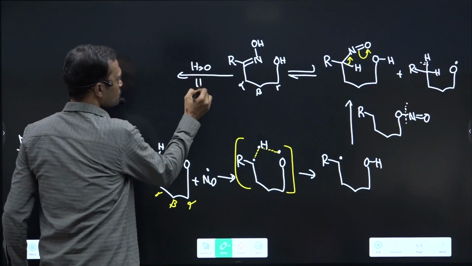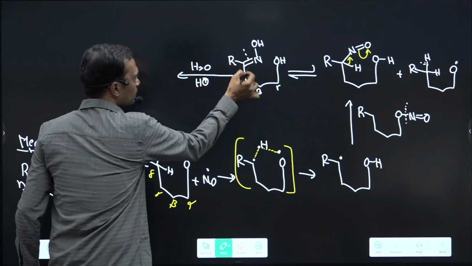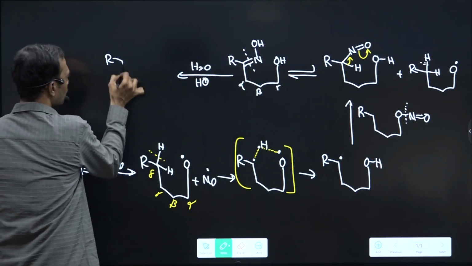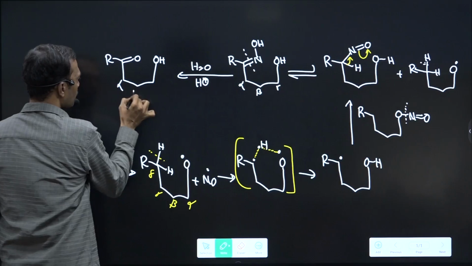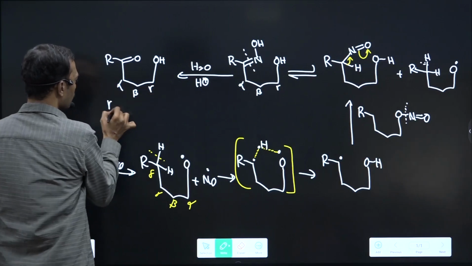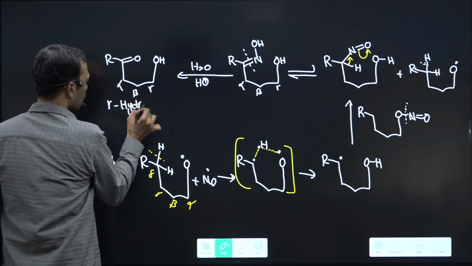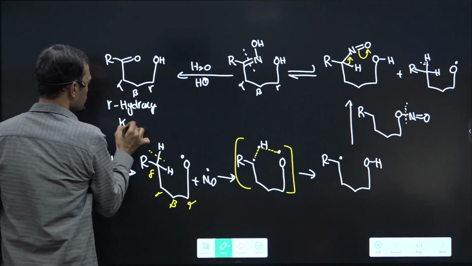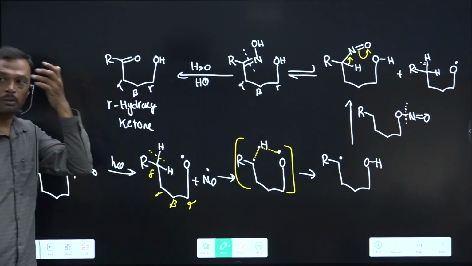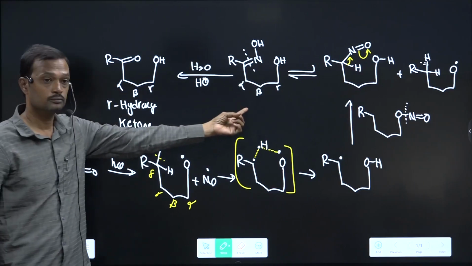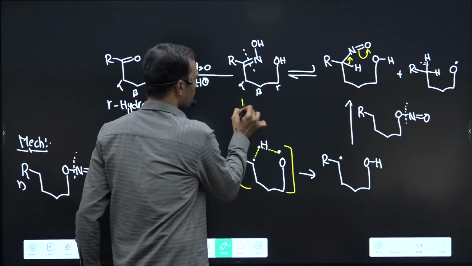This is further hydrolysis with mild acidic medium. So this is responsible to give gamma keto, so this is alpha, beta, gamma. Gamma hydroxyketone. But from here to here it is not Barton. Up to here it is Barton. This is called Barton product.